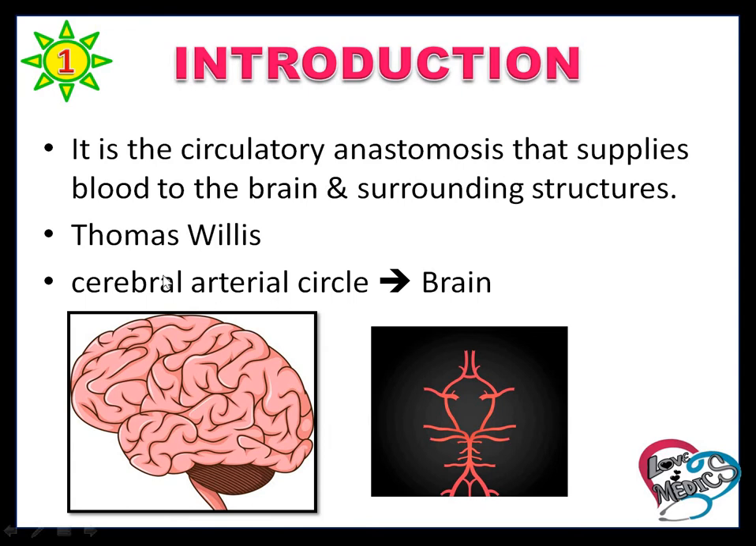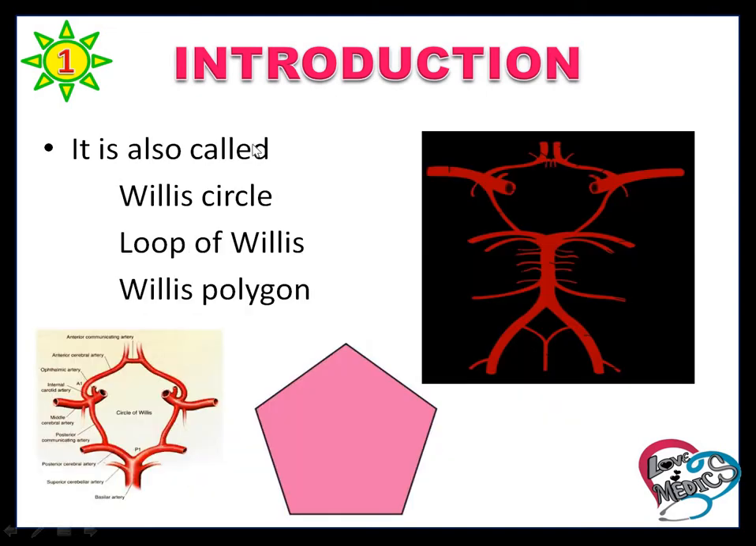Circle of Willis is a part of cerebral arterial circle. This cerebral arterial circle gives the blood supply to brain. Many arteries give the blood supply to brain, but they are not part of circle of Willis. The circle of Willis is also called Willis circle, loop of Willis, and Willis polygon.